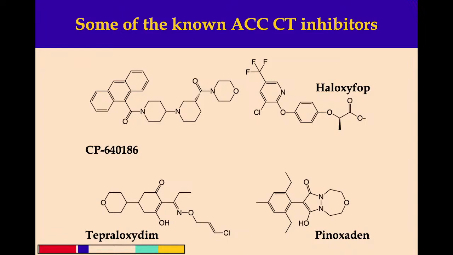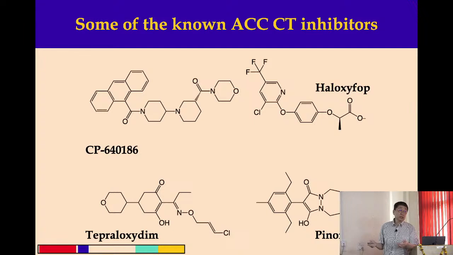But your interest is small molecules, so here they are. It turns out ACC is a known target for some molecules, especially haloxyfop, I'll just call it the FOP compound, which is a known herbicide. It's used by farmers to kill weeds, and it has been used for tens of years already in the field. And then the DIM compound and pinoxaden are also herbicides.